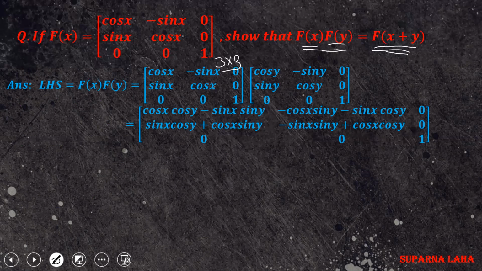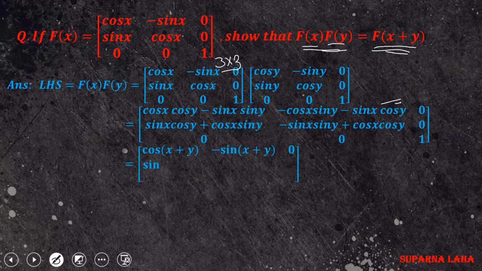Now look at that, cos x cos y minus sin x sin y. This is the formula. Sin x cos y plus cos x sin y. This is also a formula. So put the formula. So you will find cos x cos y minus sin x sin y, that is cos of x plus y. Minus of, take minus common from this equation, you will find cos x sin y plus sin x cos y, that is sin of x plus y. And the second row, sin of x plus y, cos of x plus y, 0, and 0, 0, 1.